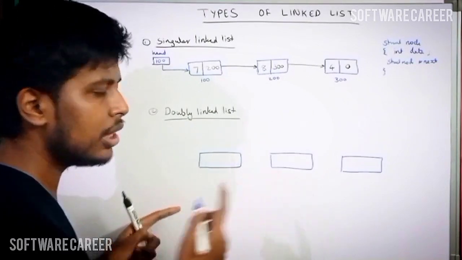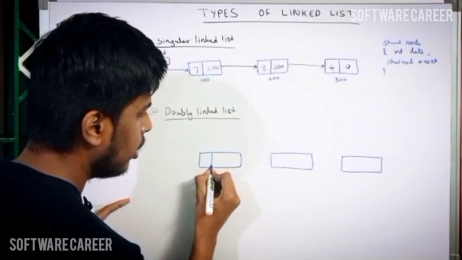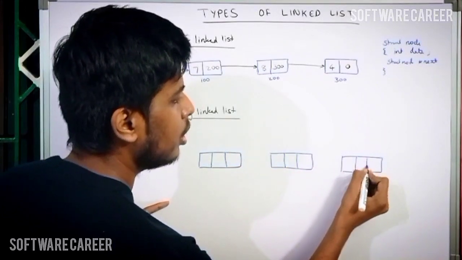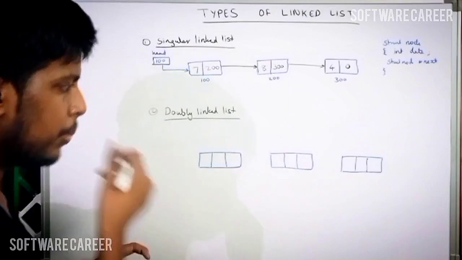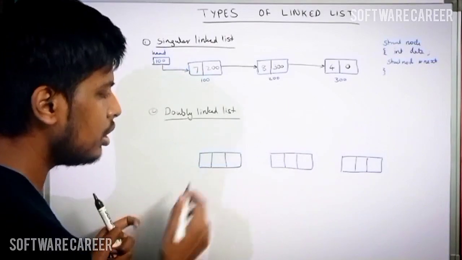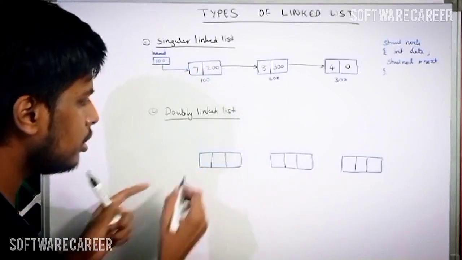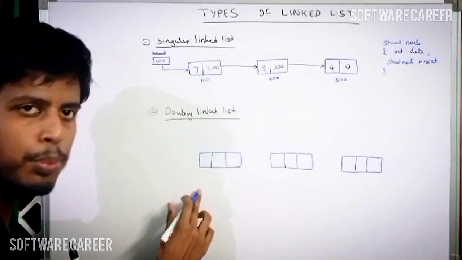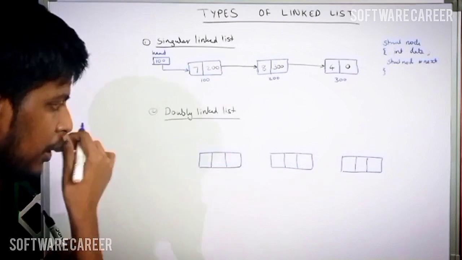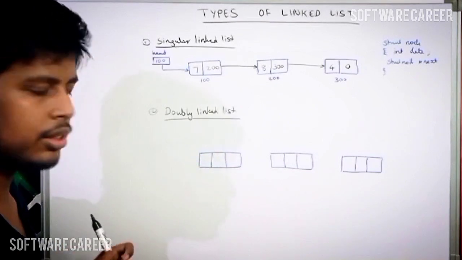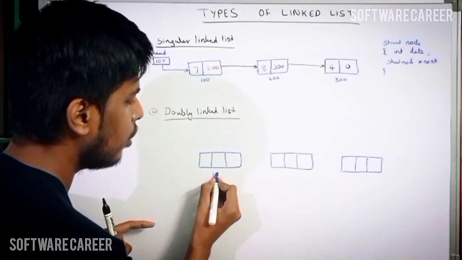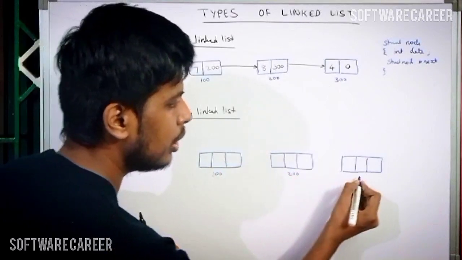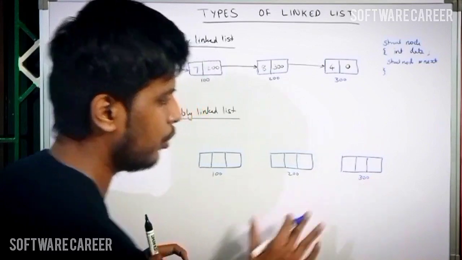Now each node contains three parts. So I have created three parts in each node. Now what is this first part? This first part is called the pointer part. This first pointer points towards the address of the previous node. Here no previous node is there, so we can mark it 0. Suppose the address of this node is 100, the address of the second node is 200, the address of the third node is 300, for example.